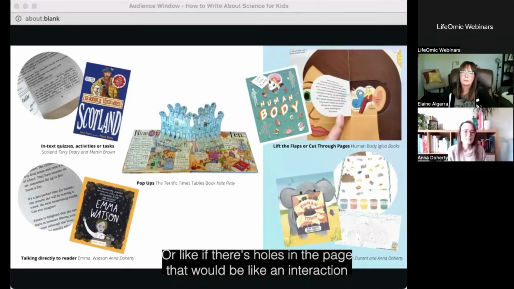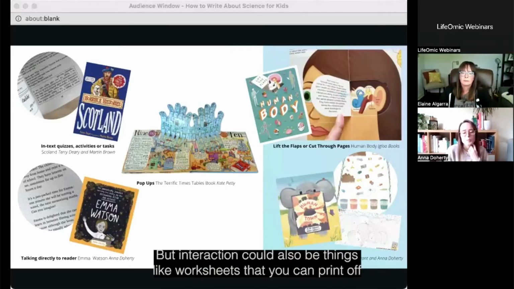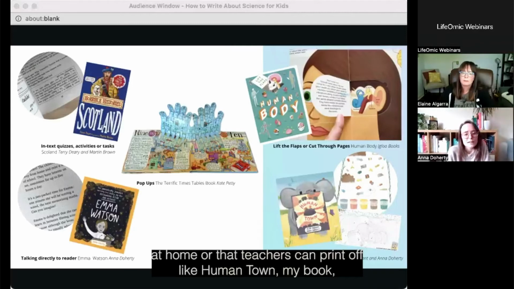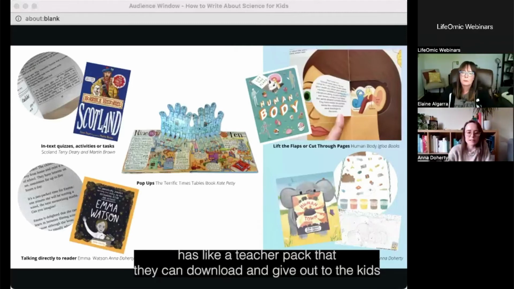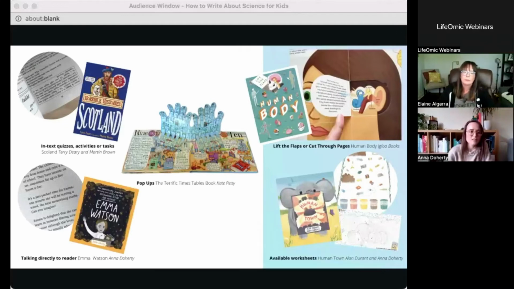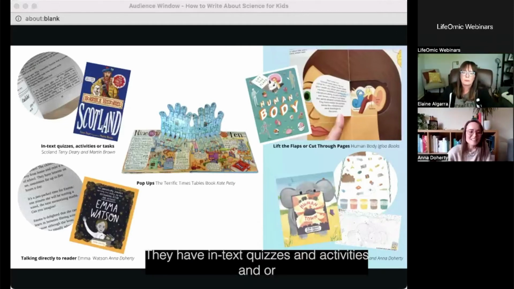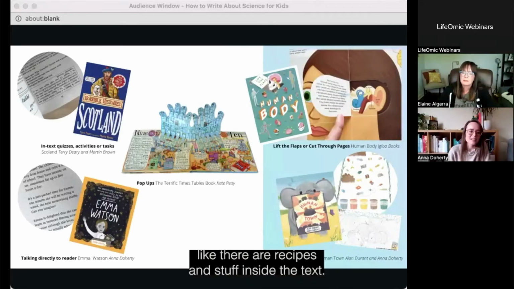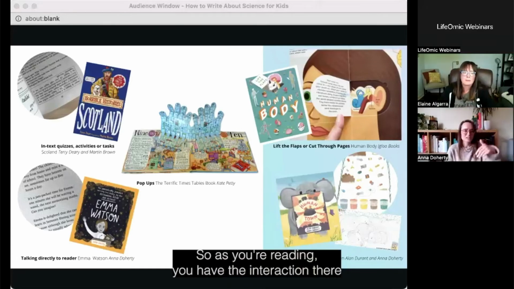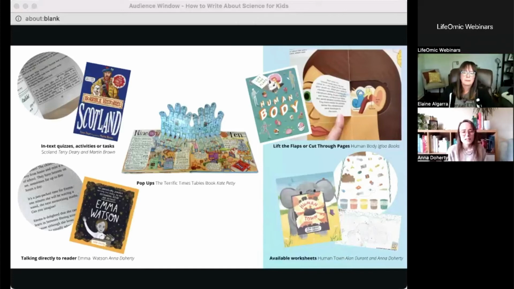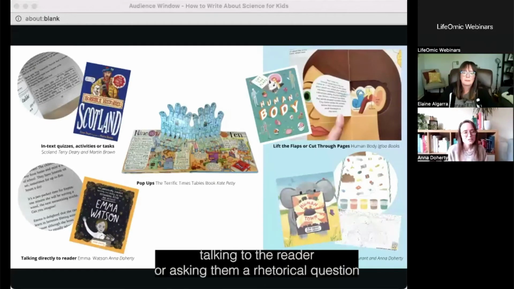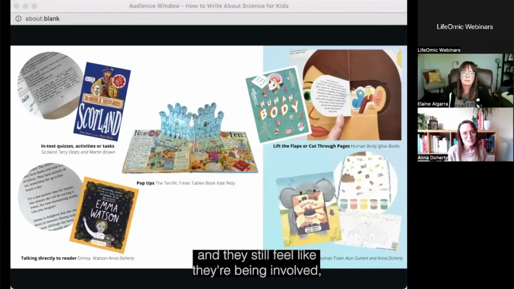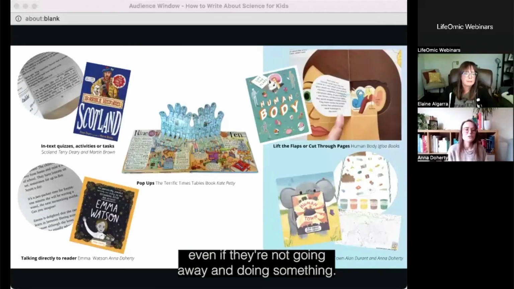Or like if there's holes in the page, that would be an interaction inside the physical book. But interaction could also be things like worksheets that you can print off at home or that teachers can print off, like Human Town, my book, has a teacher pack that they can download and give out to the kids. Or Horrible Histories, again, they have in-text quizzes and activities, or little recipes and stuff inside the text. So as you're reading, you have the interaction there and it's in the book, and then you move on to the next page. Or it can also just be simply talking to the reader or asking them a rhetorical question, because then you're still interacting with them and they still feel like they're being involved, even if they're not going away and doing something.